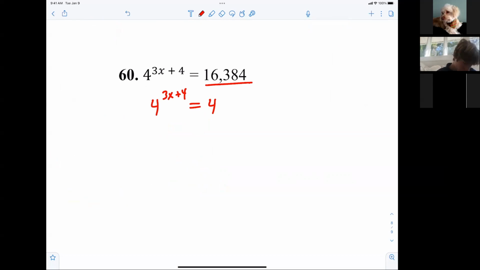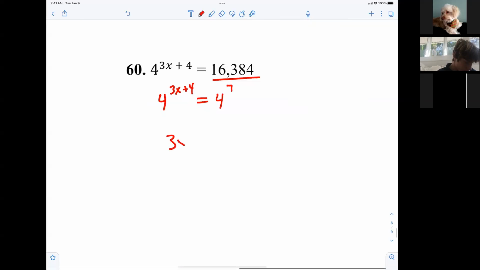Anybody else get 7? So now you put a 7 right here. Just do 3x plus 4. Yes, that's it. 3x plus 4 equals 7. 3x equals 3, x equals 1. You agree with that now?